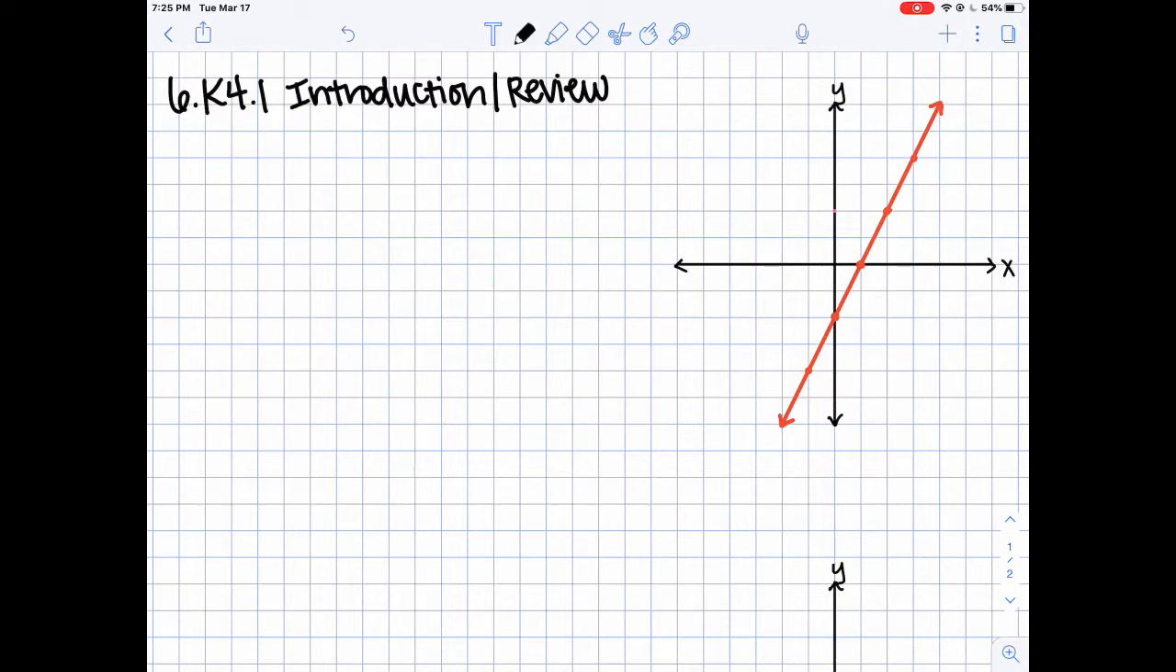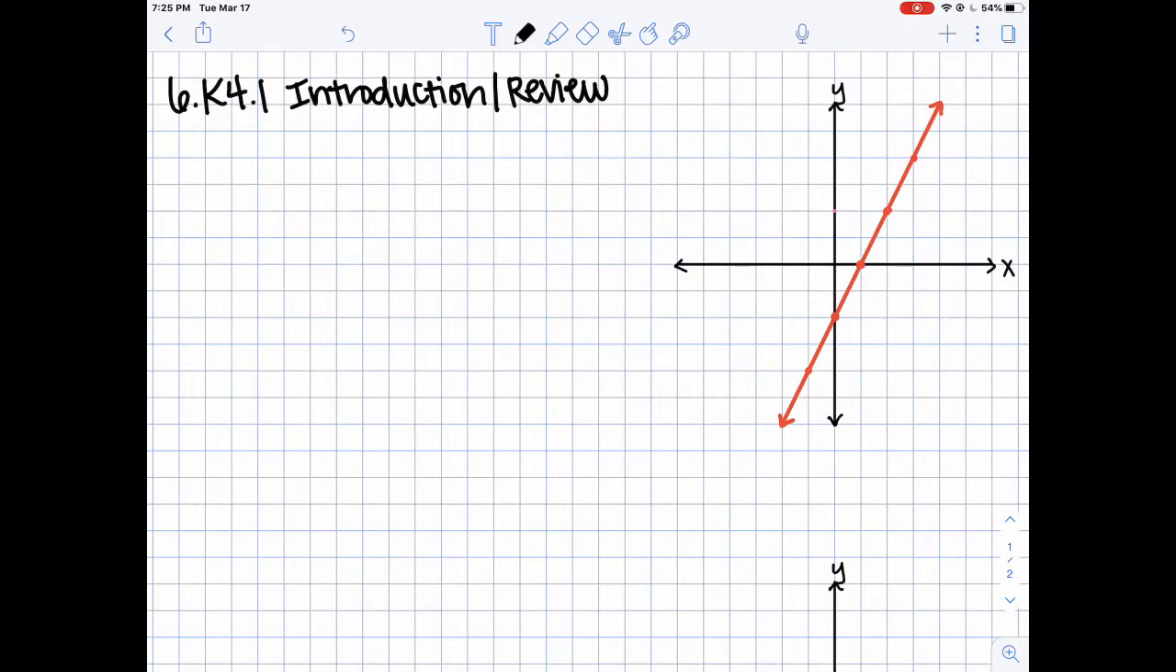Today I'm going to try to keep it as short and sweet as possible, but we do need to review a little bit before we dive into our next standard because it's all about graphing linear equations. So there's two forms that I want to review with you today. The first one, so you can go ahead and label your notes with me.